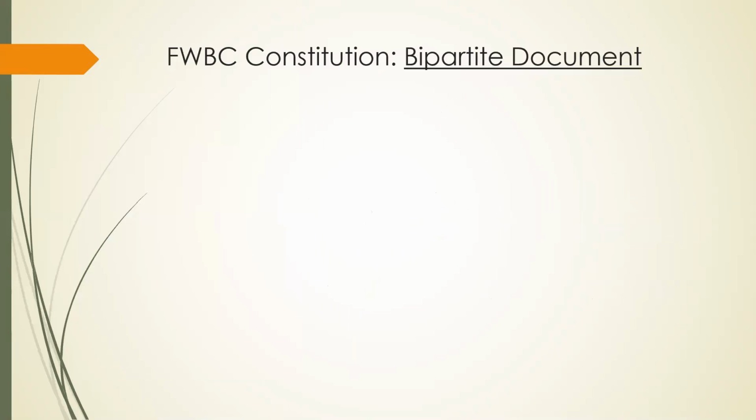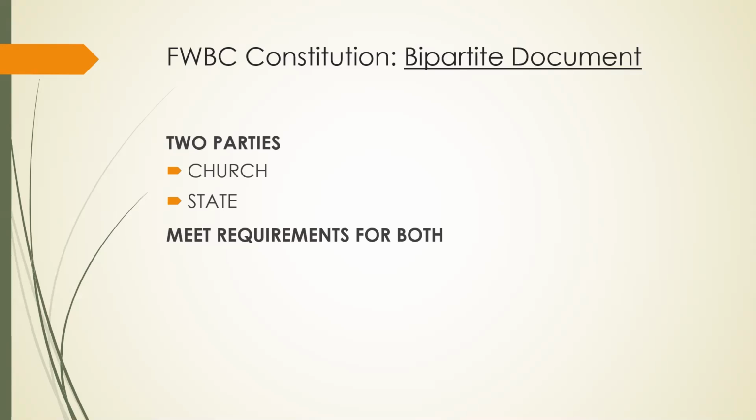Fort William Baptist Church's Constitution is a bipartite document. And don't get tripped up by this designation. Bi simply means two, and partite simply means party. Bipartite means that the Constitution has to meet requirements of two parties. In our case, the two parties are church and state. The Constitution must meet biblical requirements and the requirements of the government.